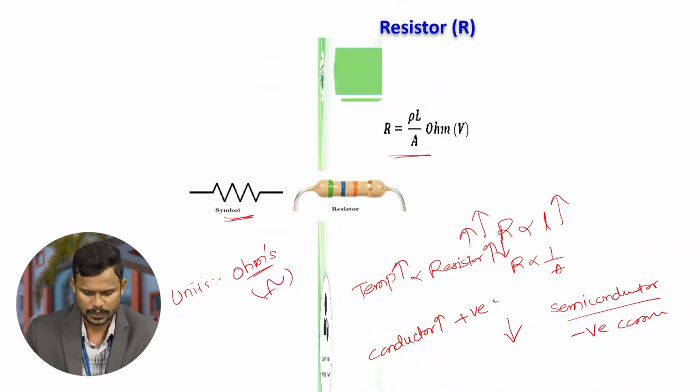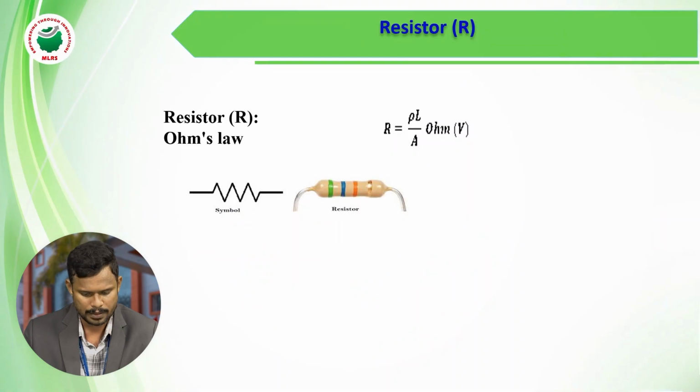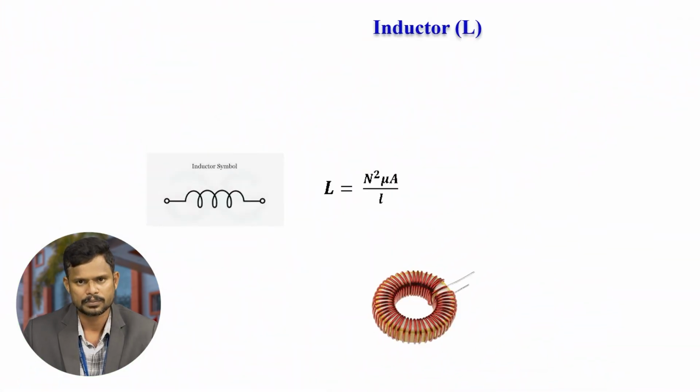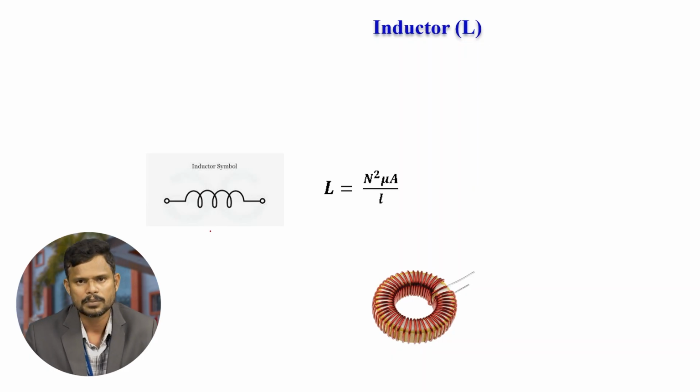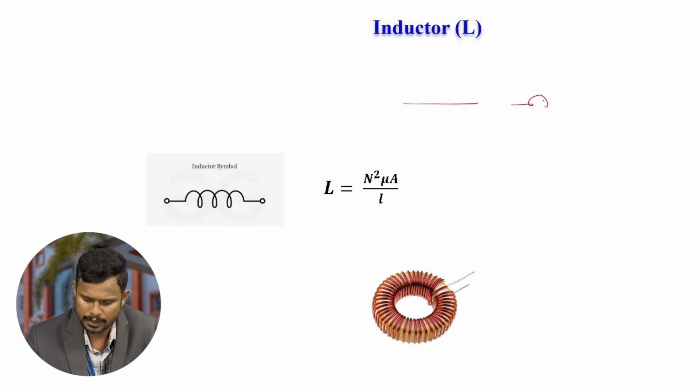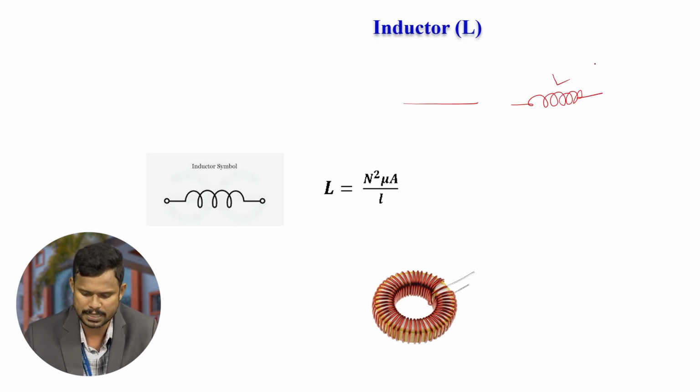Next we go to the inductor. An inductor is also called a coil. Take a conductor and twist it into a coil. It behaves as a basic inductor. If you take any conductor and twist it into a coil, it behaves as a basic inductor.